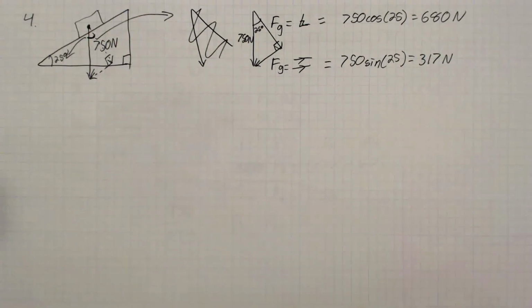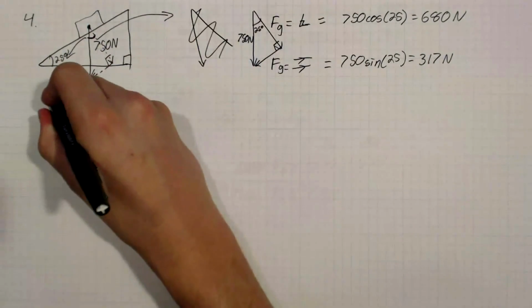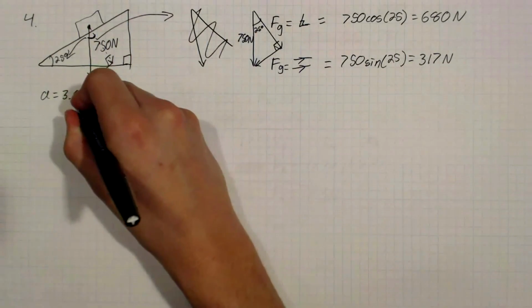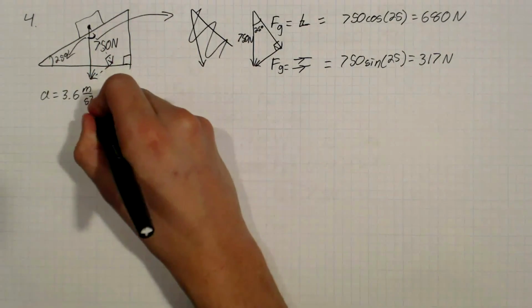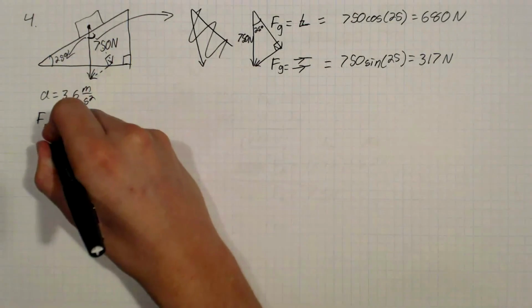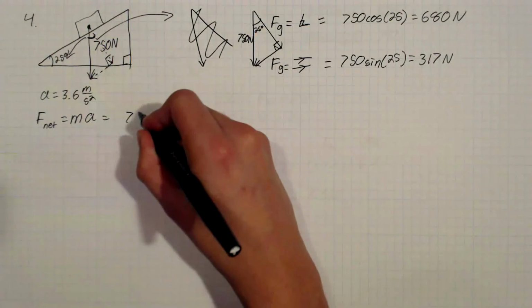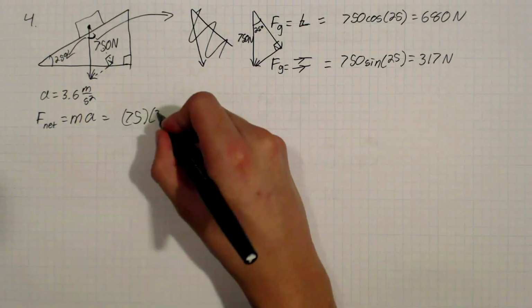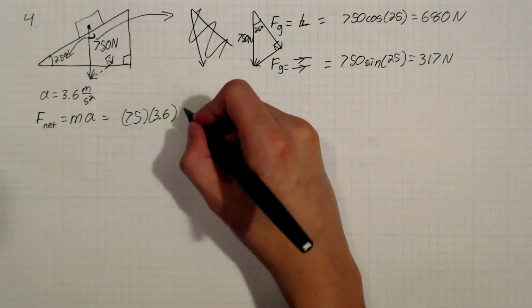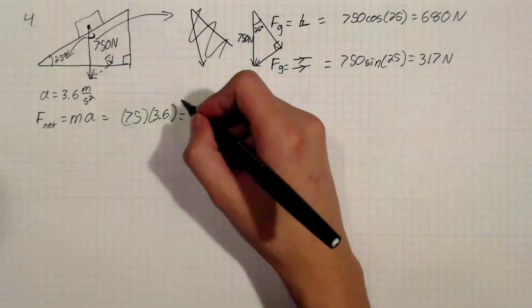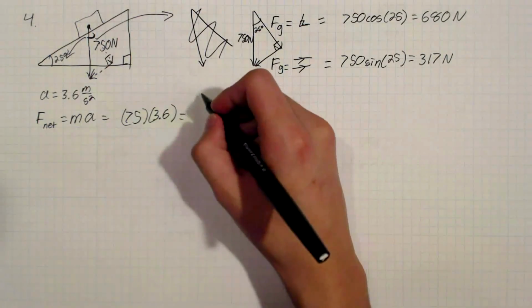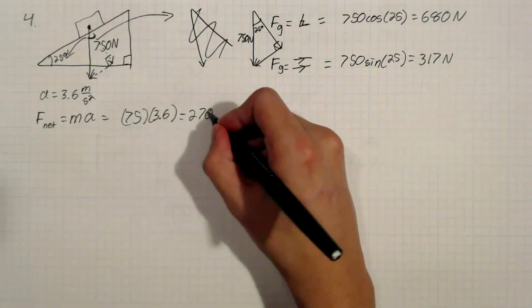Now, it says the box slides down the ramp with an acceleration of 3.6 meters per second squared. So if we know that our acceleration is 3.6 meters per second squared, then we know that our net force, which is equal to mass times acceleration, is going to be equal to 75 times 3.6, which is equal to 270 newtons.